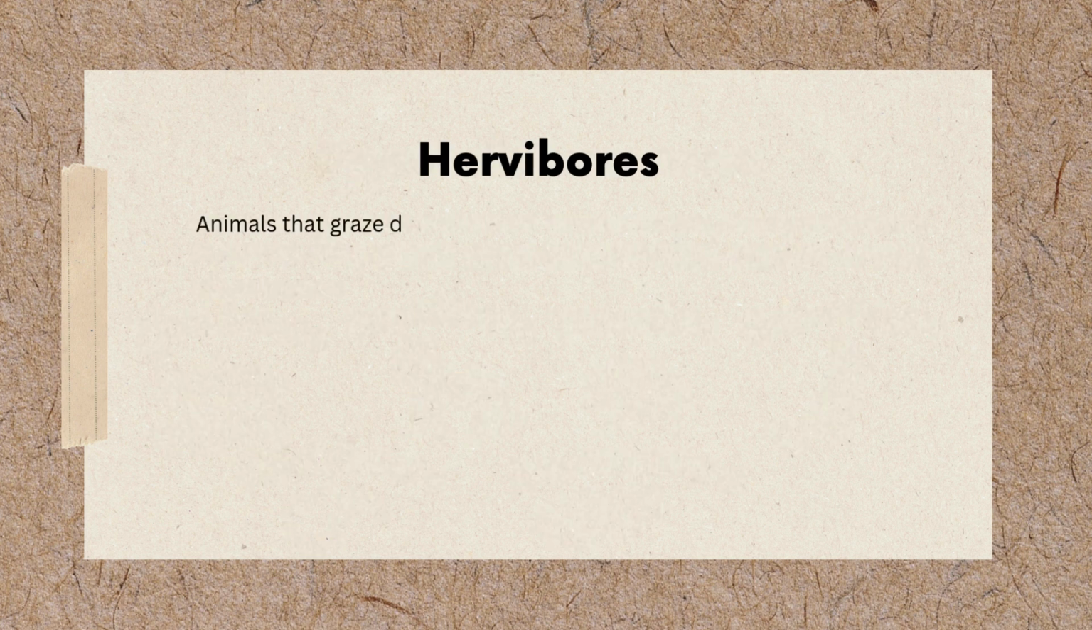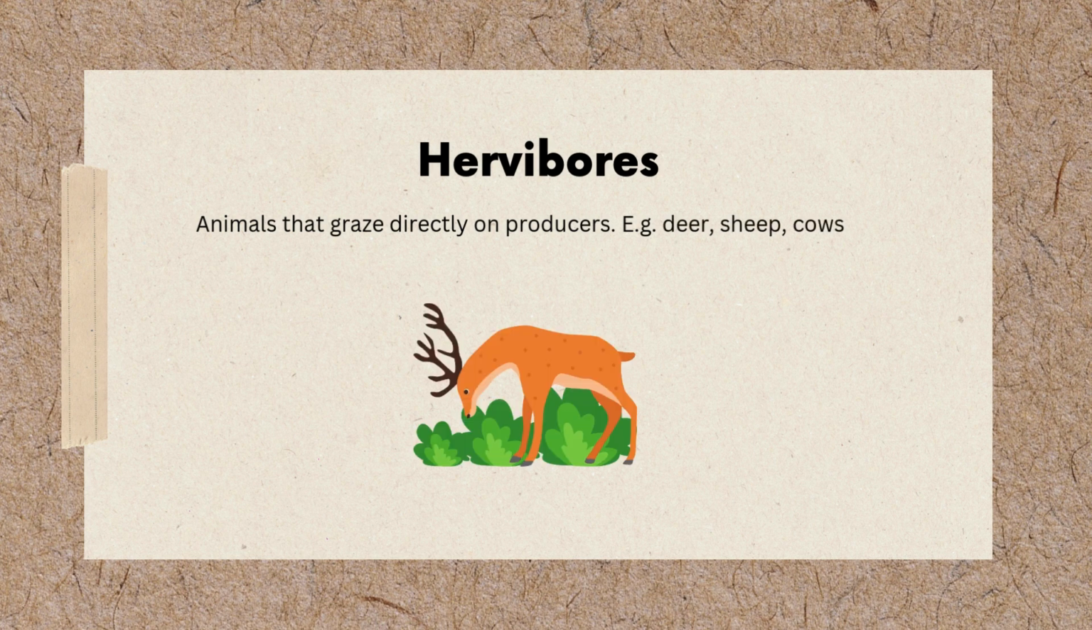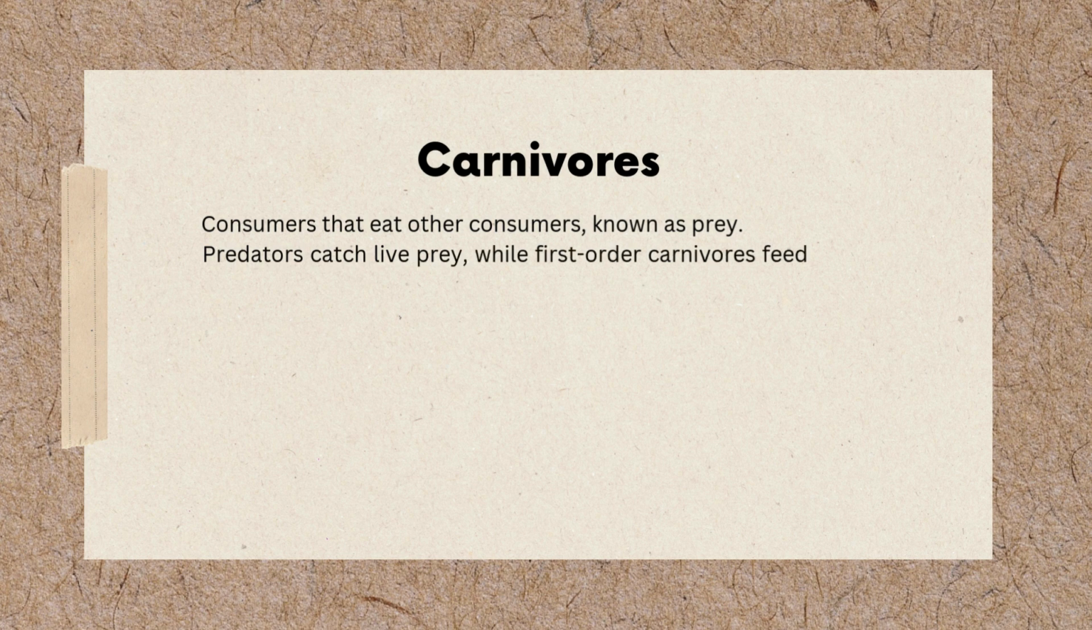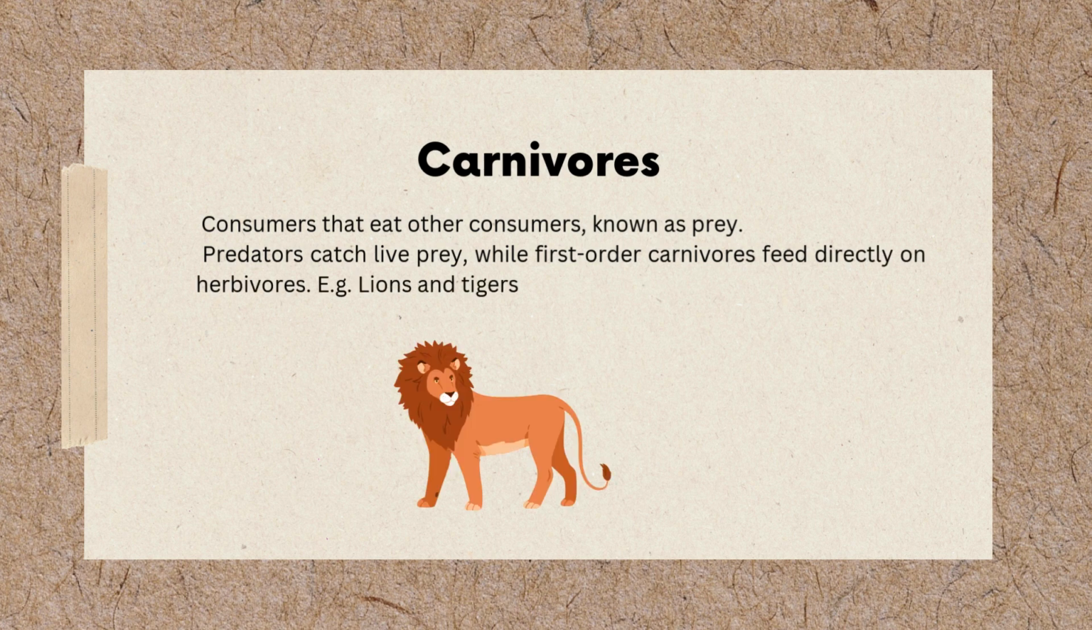Herbivores are animals that graze directly on producers. For example, deer, sheep, and cows. Carnivores are consumers that eat other consumers, known as prey. Predators catch live prey, while first-order carnivores feed directly on herbivores. For example, lions and tigers.